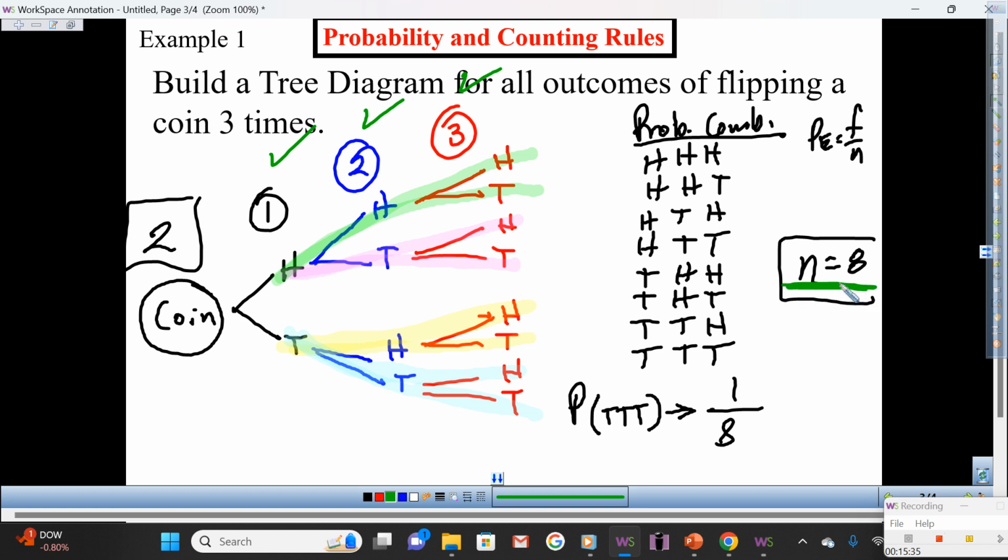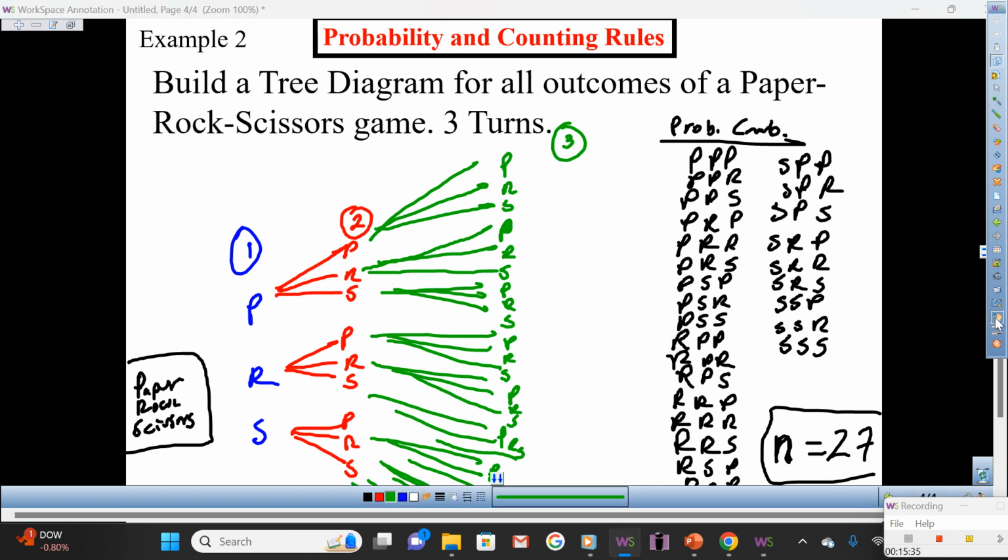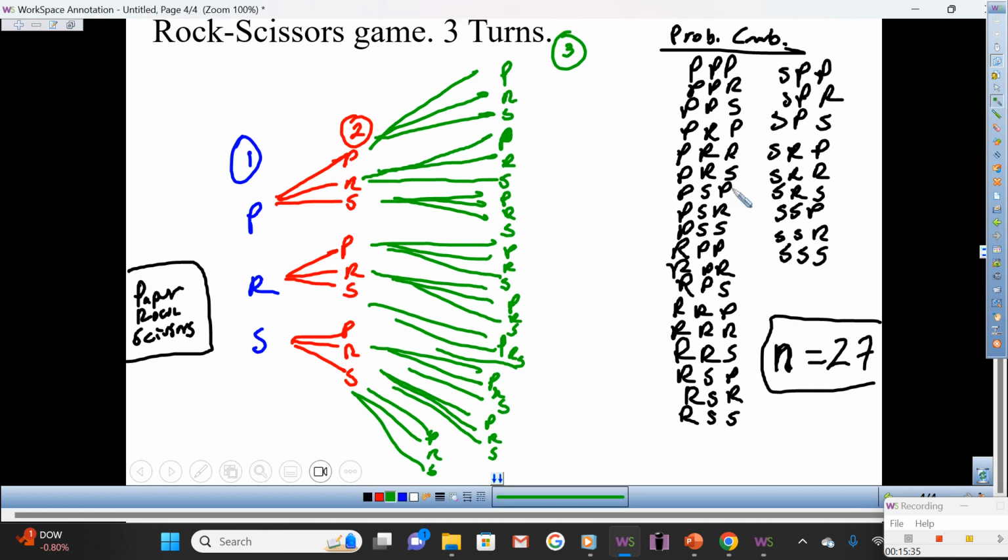Okay, let's go to the second problem. We started with how many total outcomes to this game? 3. And then we played it how many times? 3, and our N is?